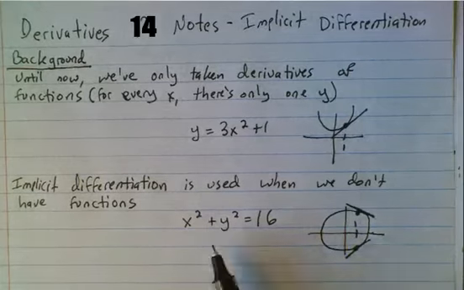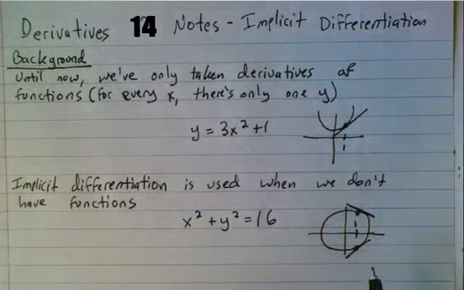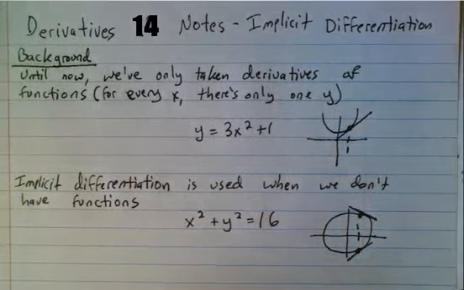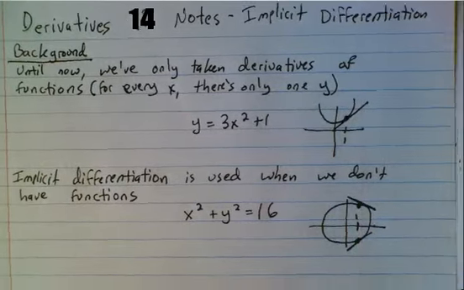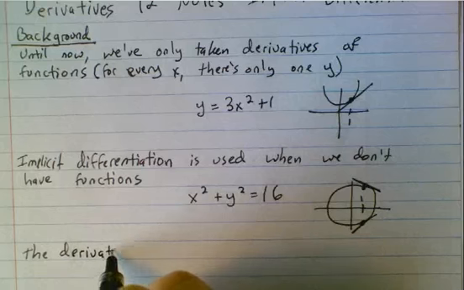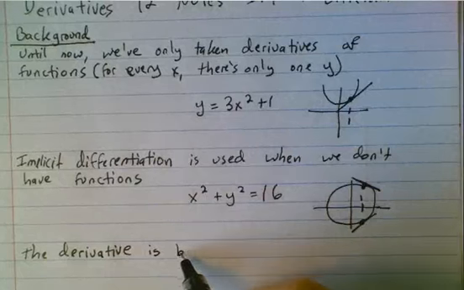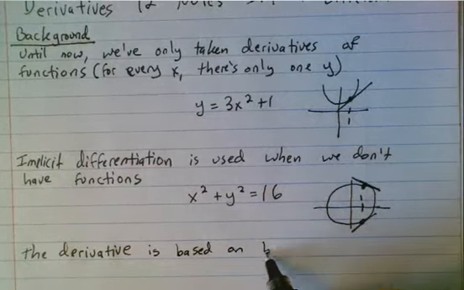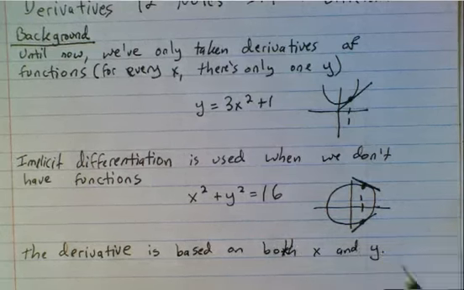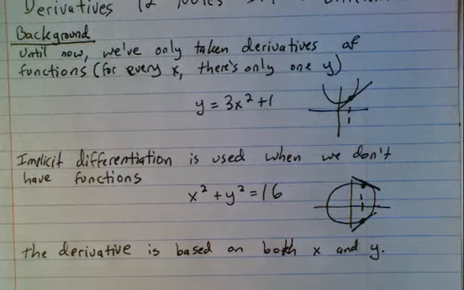And so what we're saying is that the slope of the tangent line is based not only on x, but also on y, because at a given value for x, there are two different y's. So let's write that. The derivative is based on both x and y.